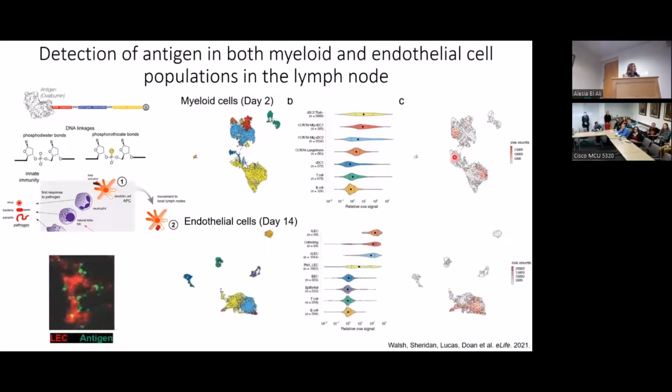And then when we looked 14 days post-vaccination, we were interested in the lymphatic endothelial cells, and what you can see over here is that the lymphatic endothelial cells, 14 days post-vaccination, have very high amounts of antigen within the different lymphatic endothelial cell populations. But as I said before, the problem we were having was really detecting the antigen in the lymphatic endothelial cells.